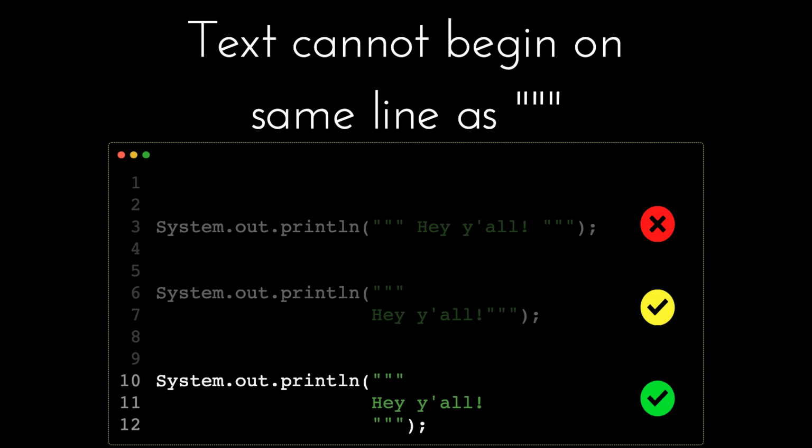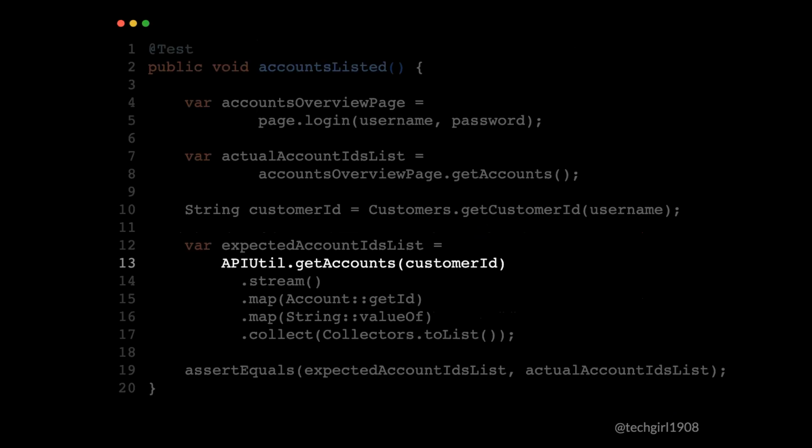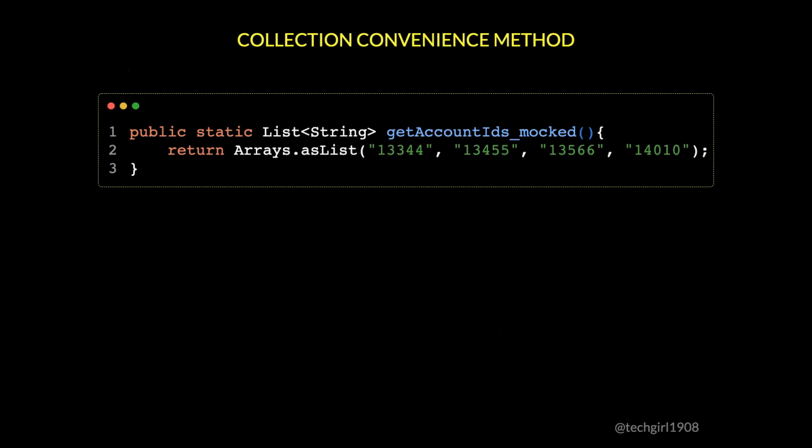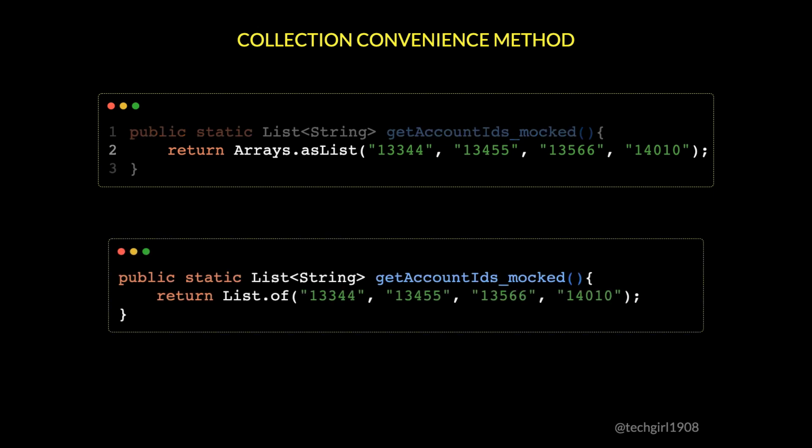Okay, one more thing I want to show you in that API class. Let's say we didn't want the entire response, but we wanted to just return a hard-coded list of expected account IDs. The old way of doing this would be to use the Arrays.asList method. However, in Java 9, the of method was introduced for all entities in the collection framework. So lists, maps, sets, etc.